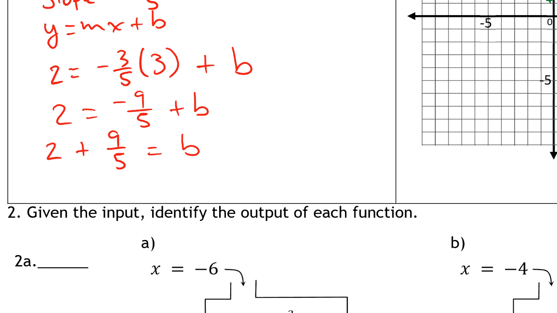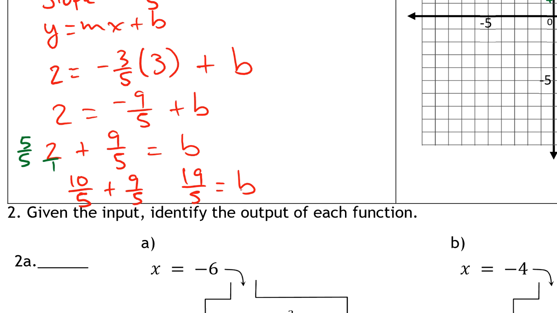I'm going to take the number 2 and rewrite it in fifths. To do that, I'm just going to multiply it by 5 over 5. And when I do that, it turns out the number 2 is equal to 10/5. Totally makes sense. So here's 10/5 and then plus 9/5. And if I add those together, I get 19/5, and that's what b is. So 19/5 is about 3 and 4/5, or about 3.8.